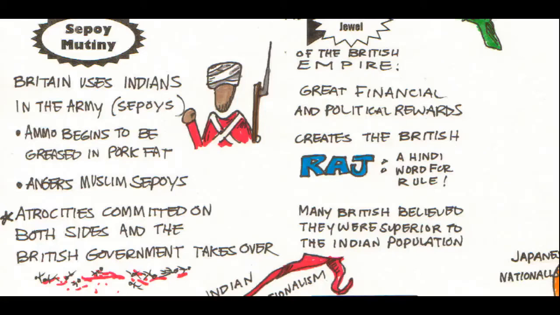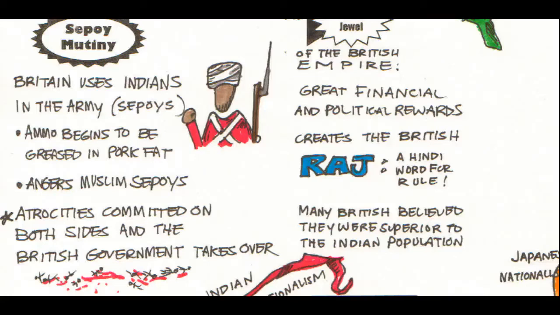Now, the ammo was, they have new rifles, and so what happens is when you get new rifles, they have new ammunition. Ammunition is greased in pork fat, and this upsets the Muslim Sepoys because they're not allowed to eat pork because of their religion. And so the Sepoys thought that the British were trying to get them to convert to Christianity, and so they rise up against their commanders.